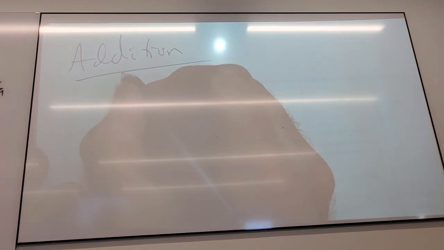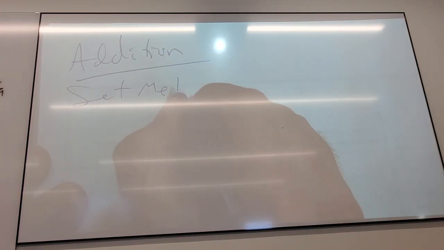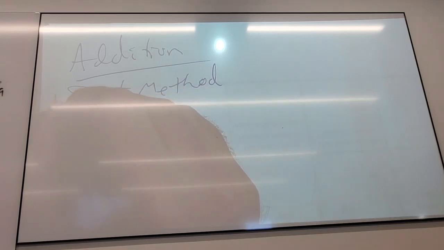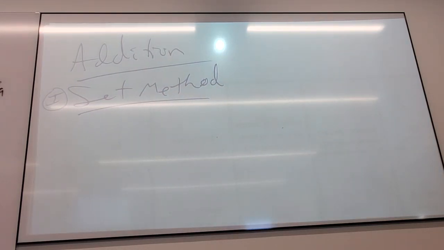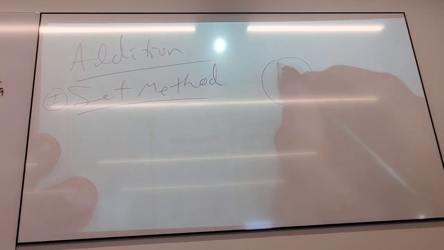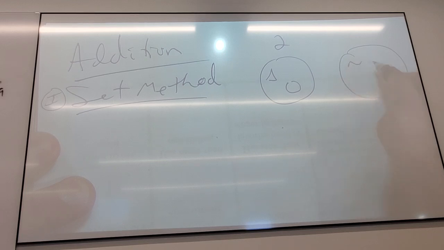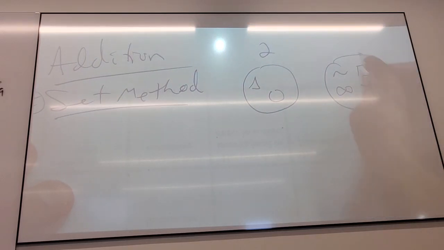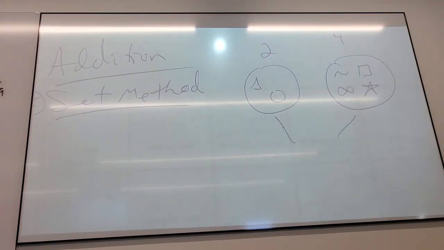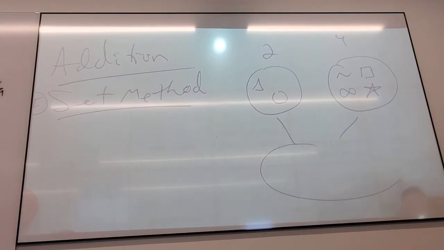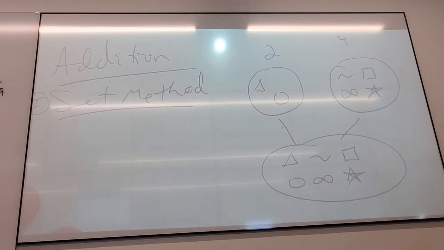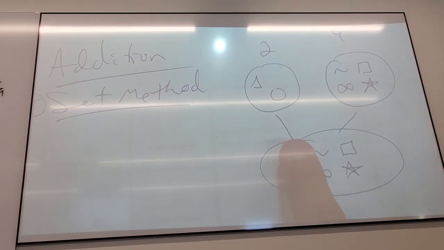So with addition, we've got the set method. So if I have like 2 things, and I have 4 things, which bunch up? Sure. Okay. I can physically put them together into one pile. And then you can have the student count 1, 2, 3, 4, 5, 6.